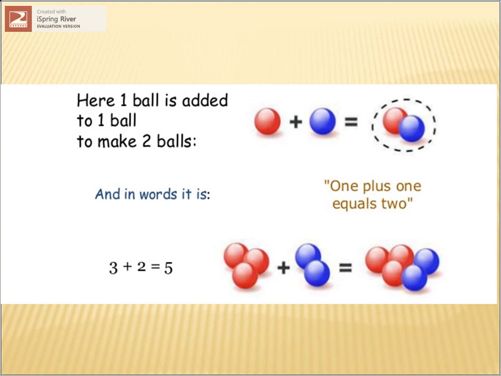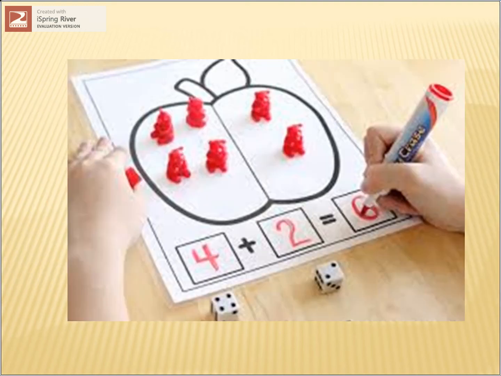Count the red balls. 1, 2, 3. When we add 2 blue balls, 1, 2. So total how many balls do we get? 1, 2, 3, 4 and 5. So the answer is 5.